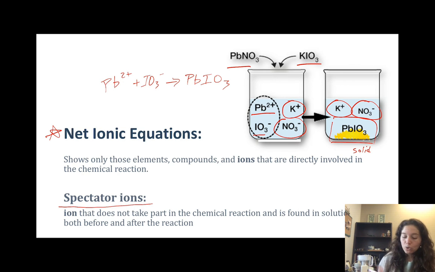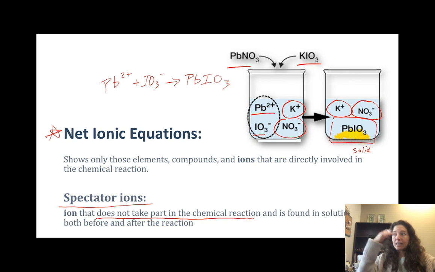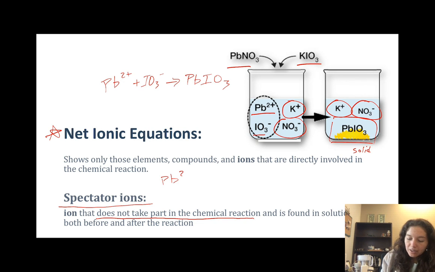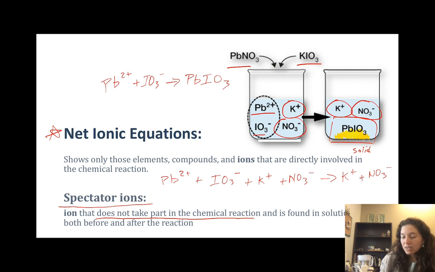These are ions that do not take part in the chemical reaction. And the way that you can oftentimes determine that is that the chemical on the reactant side is the same on the product side. So if you wrote out this whole equation here, plus IO3, everything split into ions, plus K plus NO3 minus, very long, okay. You'll find that you end up with K plus NO3 minus after the reaction has happened, and PbIO3 solid.